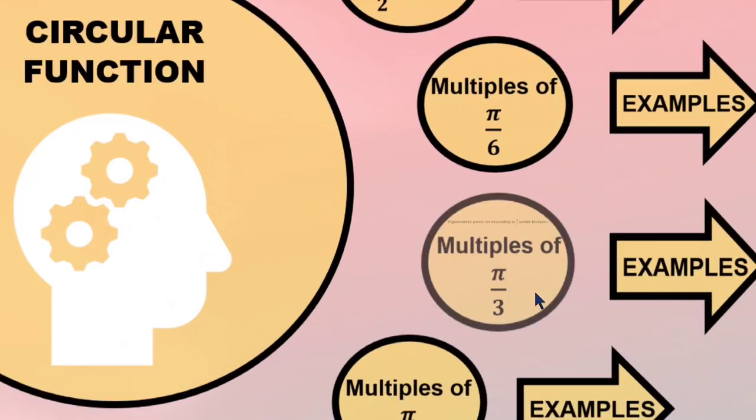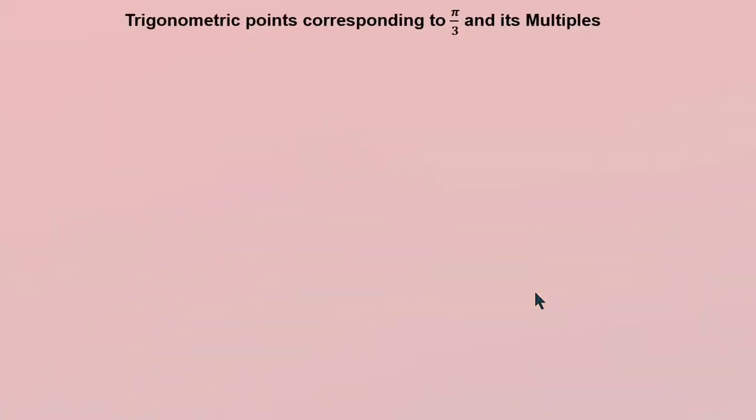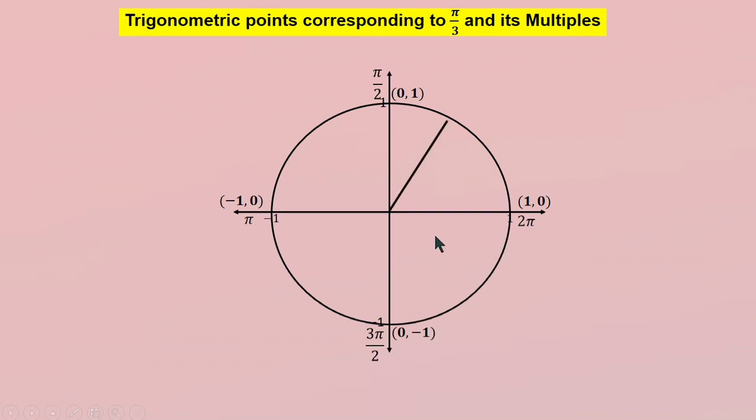Another special real number is pi over 3. Pi over 3 is equal to 60 degrees. To determine the coordinates of this point, we draw a line from this point downward. So we have a 30-60-90 degree right triangle. This side is x, y, and 1.